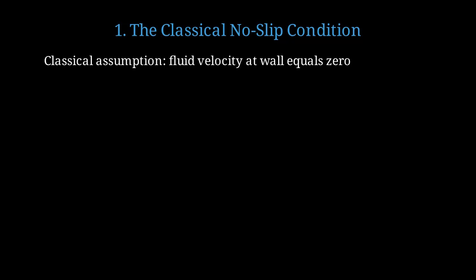Let's start by understanding the classical assumption that has dominated fluid mechanics for centuries. For over 200 years, scientists assumed that when a fluid contacts a solid wall, the fluid velocity at that exact point is zero. This is called the no-slip condition.